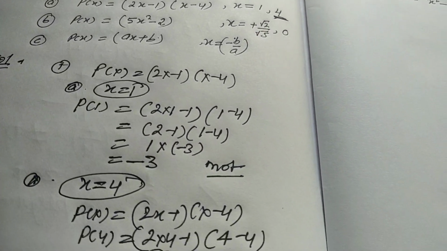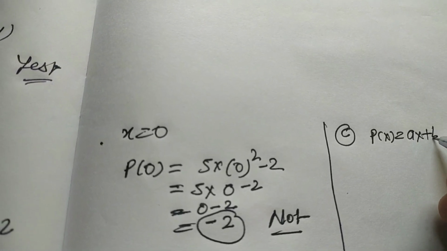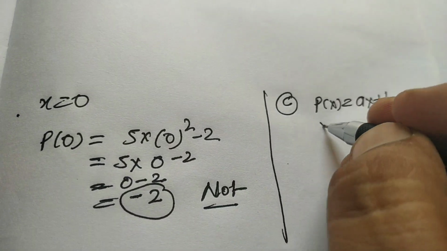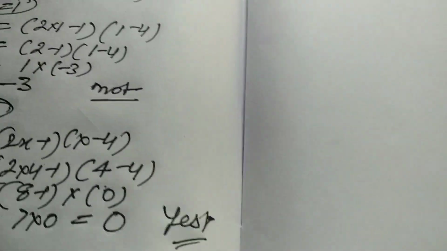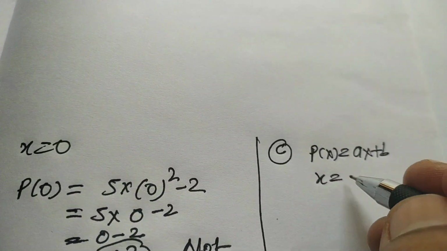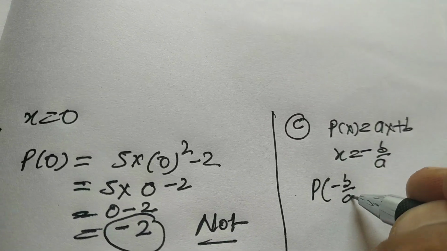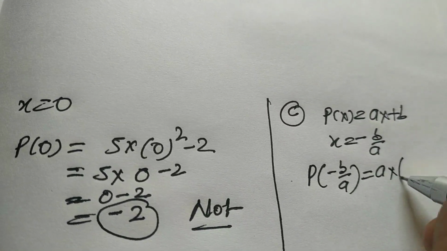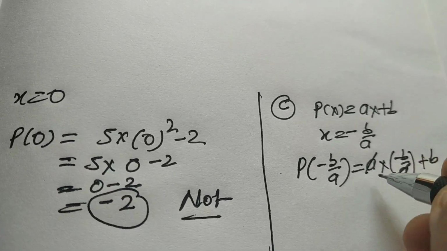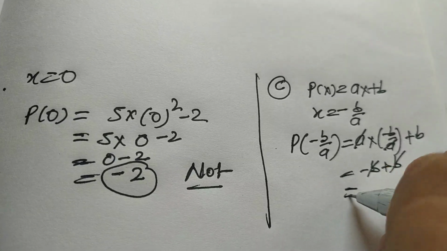That is, we have p(x) is equal to ax plus b, and we have to check it. Here x is equal to minus b upon a. Let's check it. Minus b upon a is equal to a into minus b upon a plus b. Then a cancels out, that is minus b plus b, which cancels out, and it is 0.